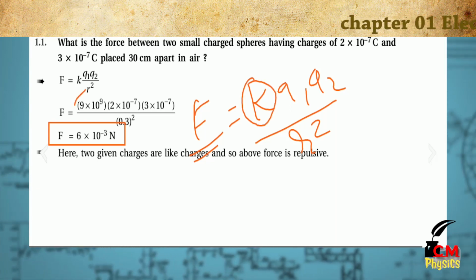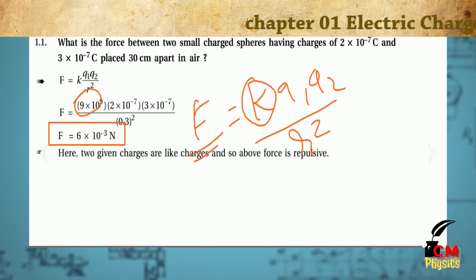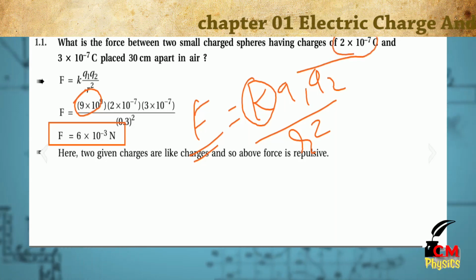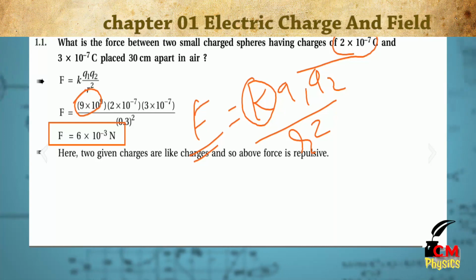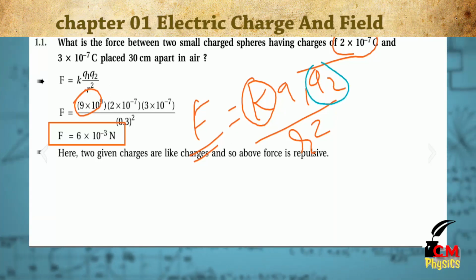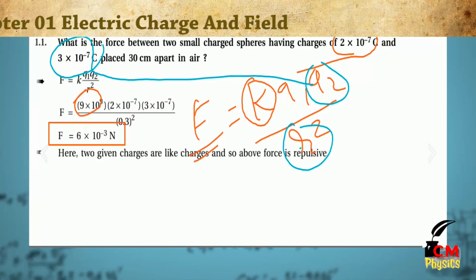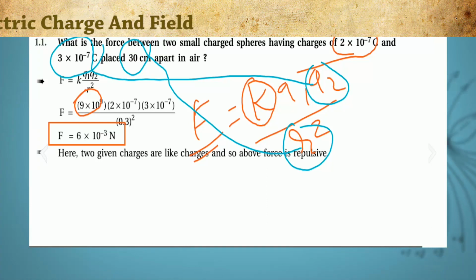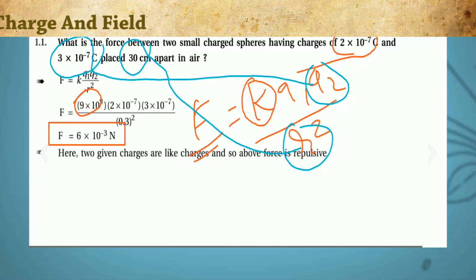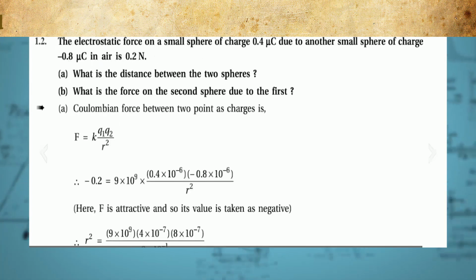K is a constant having a value 9 into 10 raised to 9 होता है. Q1 की वैल्यू है आपके पास 2 into 10 raised to minus 7 कूलम. Q2 की वैल्यू आपको दी गई है 3 into 10 raised to minus 7, एंड R आपको दिया गया है 30 सेंटीमीटर. इसको फार्मूले में पुट कर आप आंसर निकाल सकते हैं. बहुत सिंपल क्वेश्चन है, बट इट इज़ ए फर्स्ट क्वेश्चन ऑफ द 12th सीरीज 1.1.